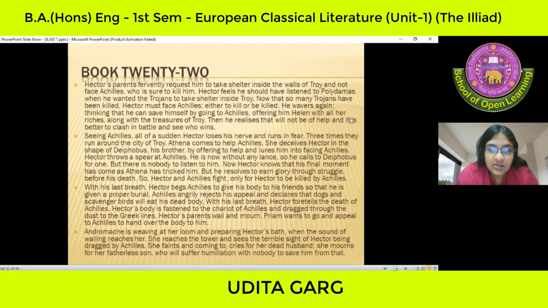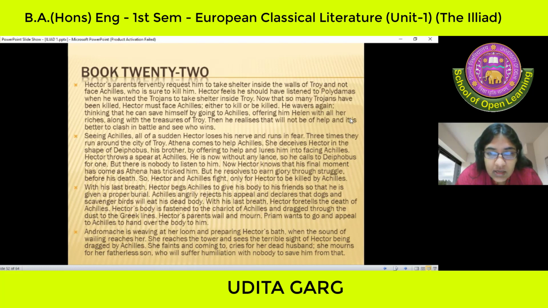Right? So we've been talking about Hector as this noble hero who's always interested to fight and always regains his strength and valor. But at this point, when he is faced with fate and also the overpowering anger of Achilles, he is also afraid and he is also thinking of fleeing. So 3 times they run around the city of Troy.